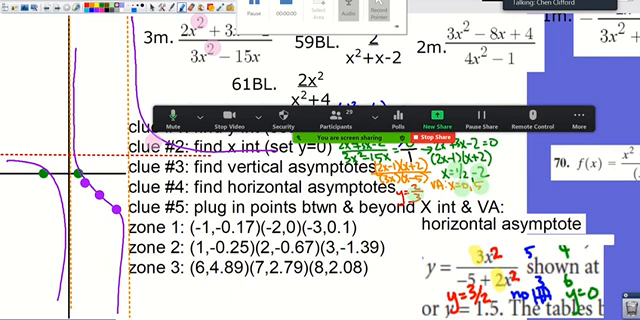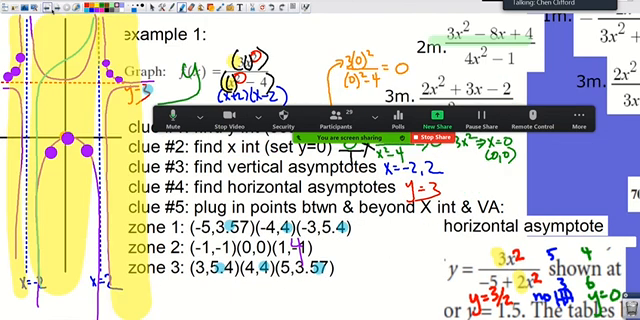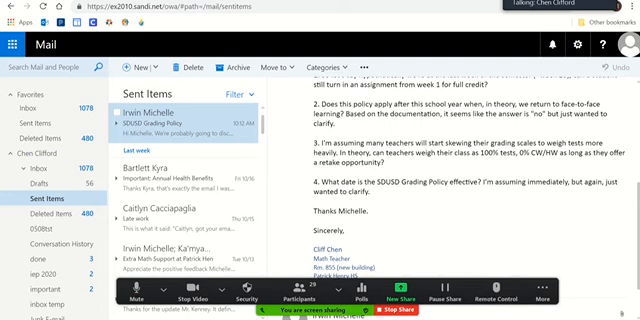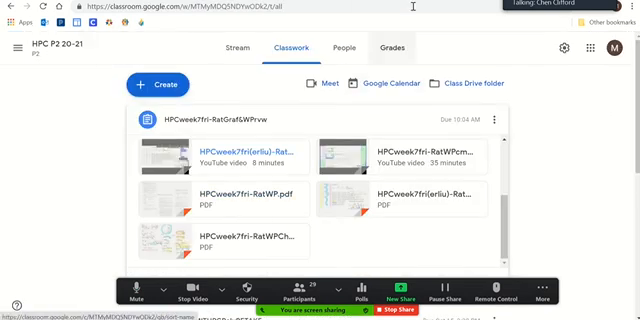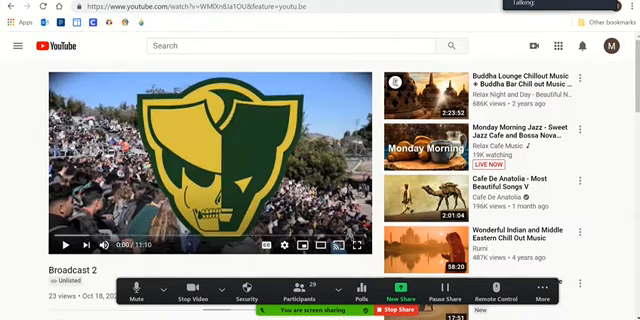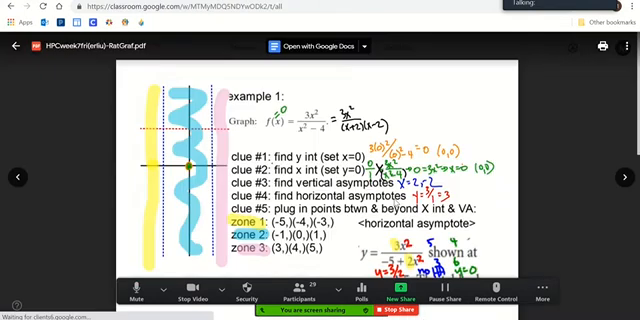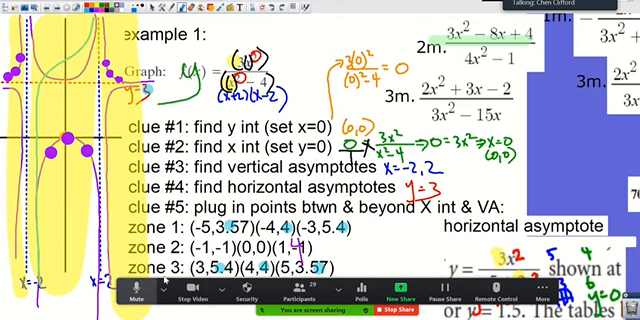I want to turn our attention to the first example that we did on Friday. It was this right here, I believe. Was it that? Let me double check that. Yeah, it was that. Okay.